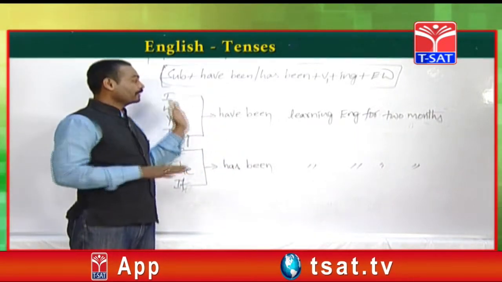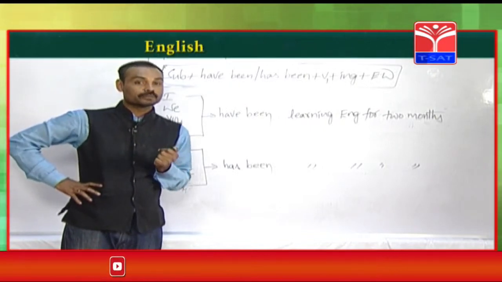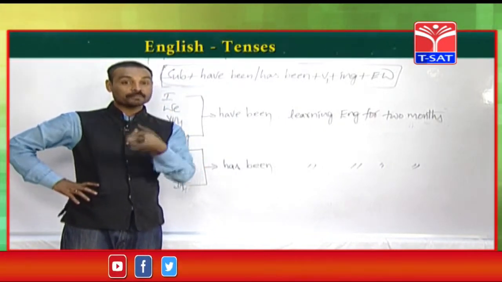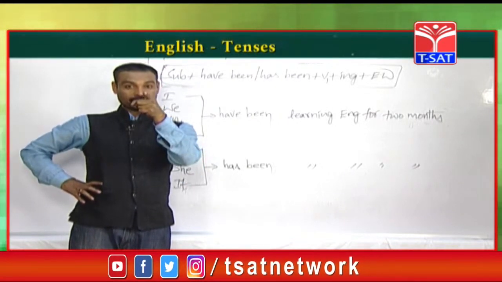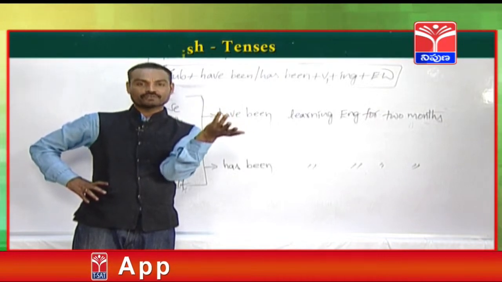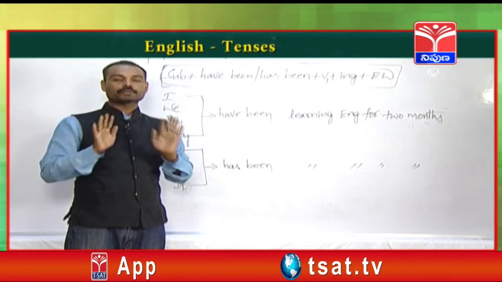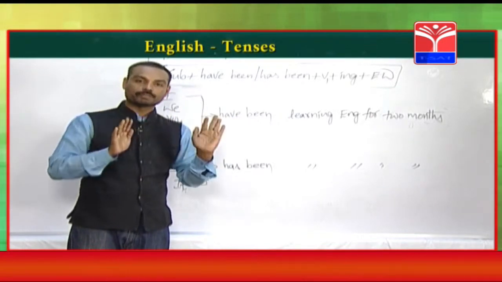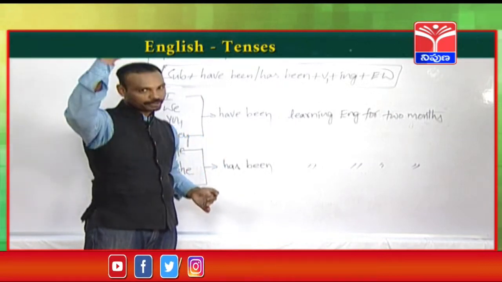I have been preparing for competitive exams dash 2 months. For 2 months or since 2 months? Is 2 months a period of time or a point of time? Period of time, not point of time. When you see the name of a month, that is called a point of time. So 2 months, 6 months, 3 months, 4 months mean a period of time. So I have been preparing for competitive exams for 2 months. We have been preparing, you have been preparing, they have been preparing, he has been preparing, she has been preparing.